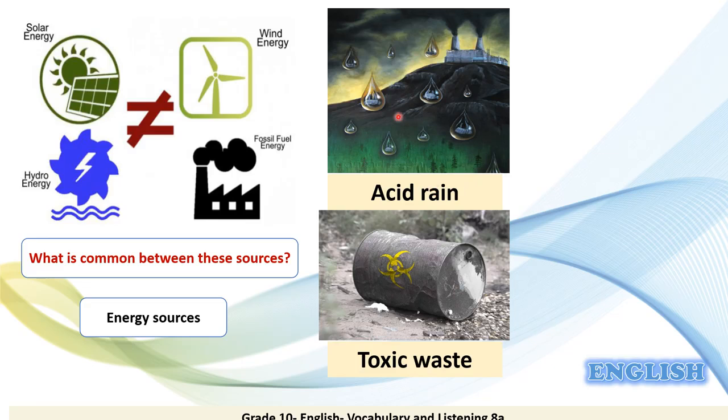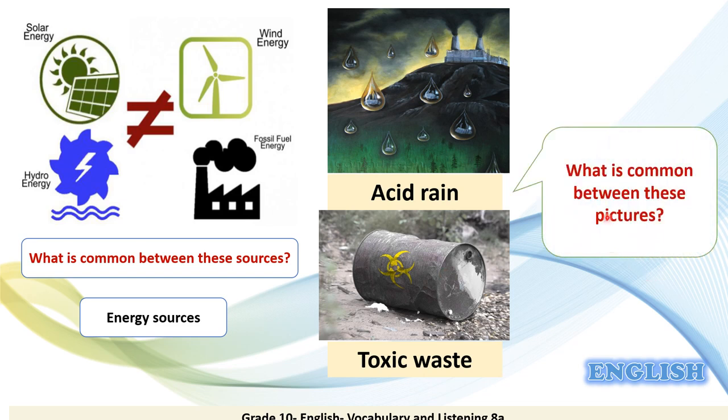Now, how about we take a look on these two pictures? Here we have acid rain and here we have toxic waste. Can you answer this question? What is common between these two pictures? Pause and think. And the answer is, obviously, they are types of pollution. Well done, everyone.